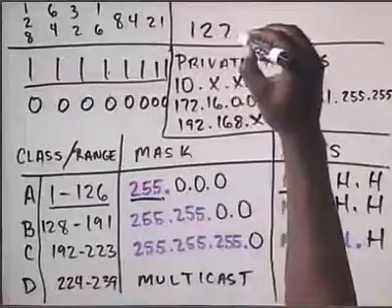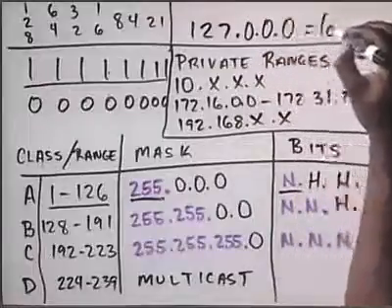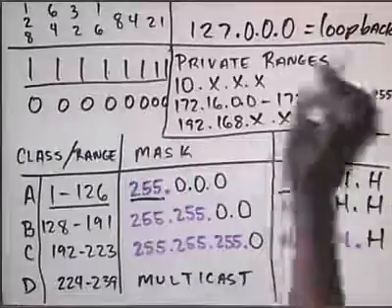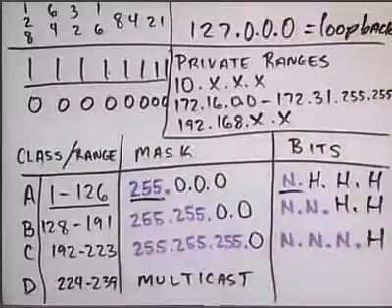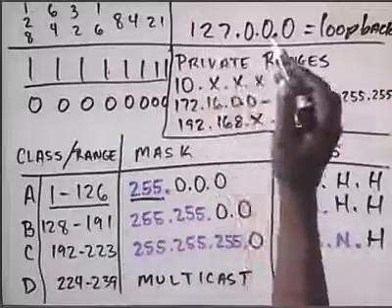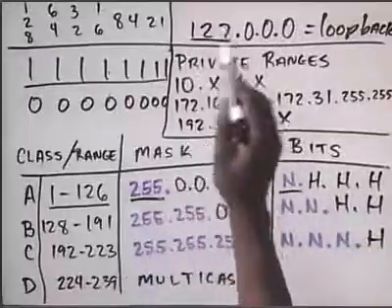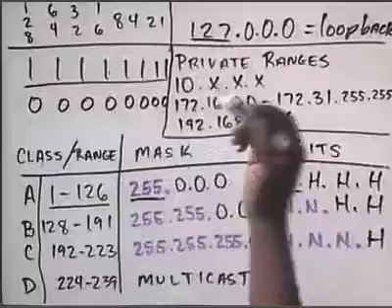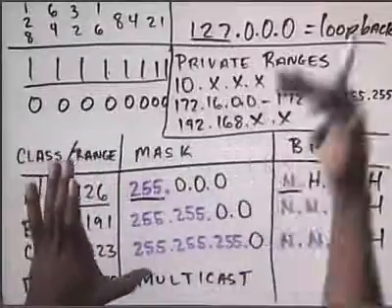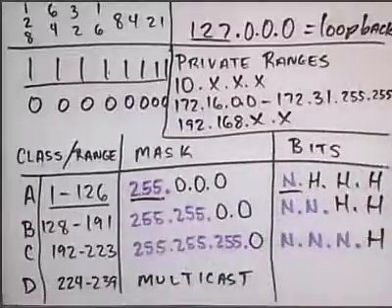The 127 is reserved for loopback testing. This is for testing your TCP/IP protocol configuration on a particular device. If you ping 127.0.0.1 or any IP address that starts with 127, you're actually pinging from the device that you're on, back to that device. That's the loopback address used for testing TCP/IP configuration.